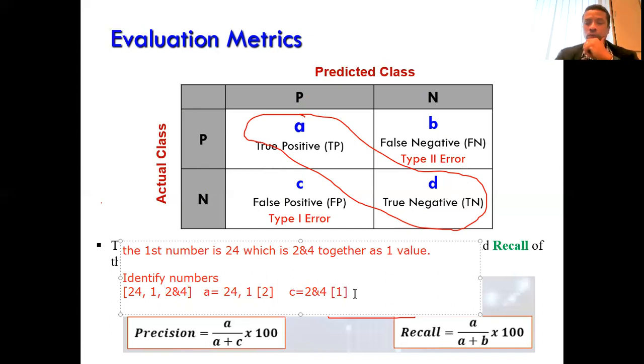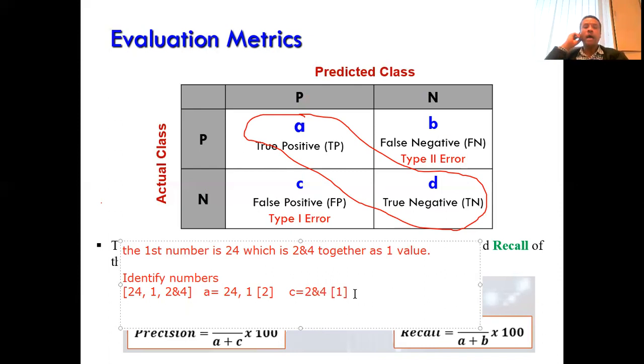Now let's go to the other side. So actually what do we expect as an output? We expect 24, we expect 1, we expect 2, we expect 4, we expect 1. These are the numbers that we expect. Okay? These are the actual positives that we are expecting.